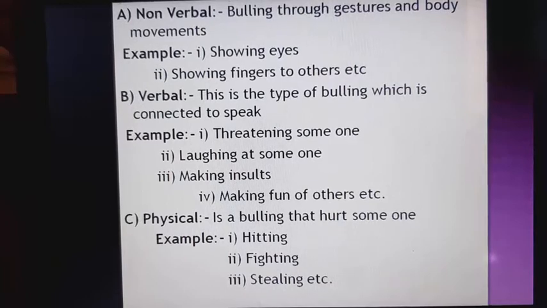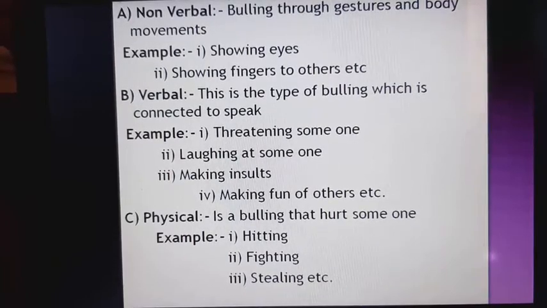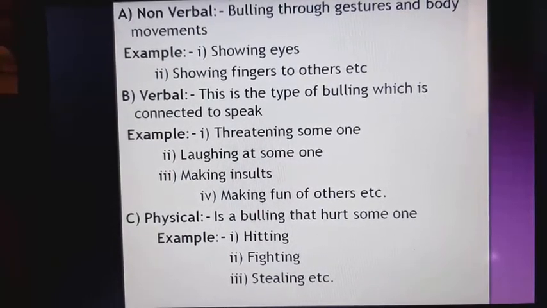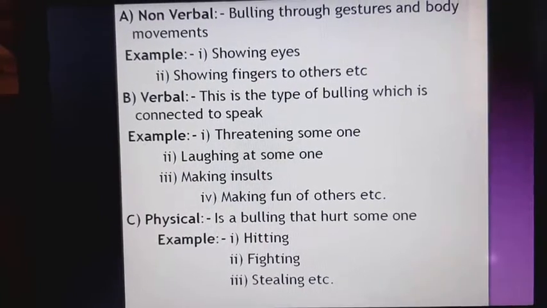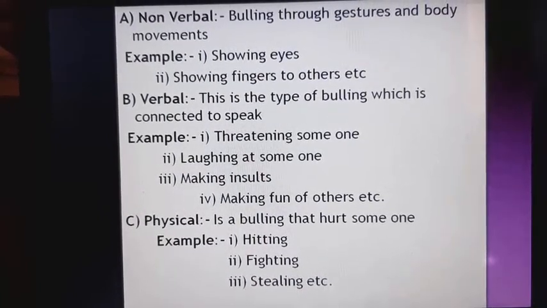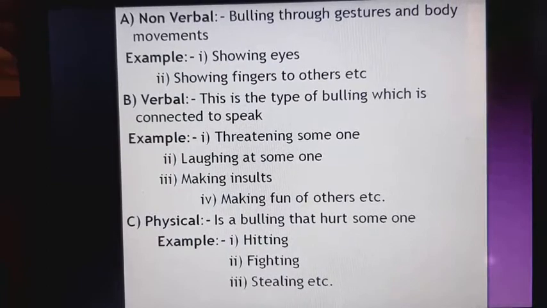C. Physical is bullying that hurts someone. Example: hitting, fighting, stealing, etc.